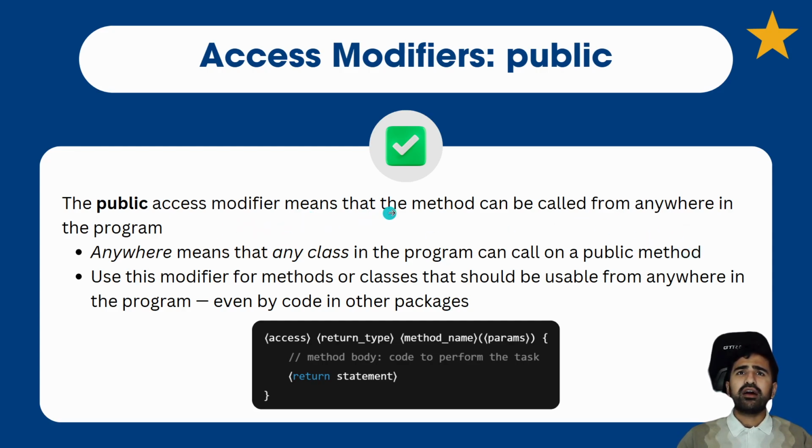This modifier means that the method can be called from anywhere in the program. Anywhere means any class in the program can call on that method. So if you have 10 classes, right, all 10 classes can use that method. So use this modifier for methods or classes that should be usable from anywhere in the program, even by code in other packages. Just like you can have multiple classes, you can have multiple groups of classes. Remember, a group of classes is called a package. That's for more complex programs. We're not quite going to get there in this class.